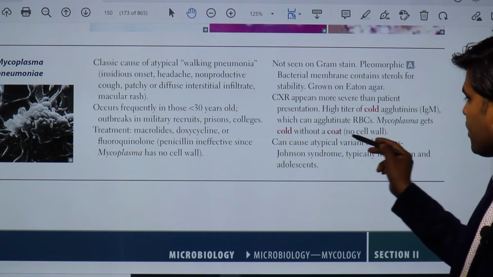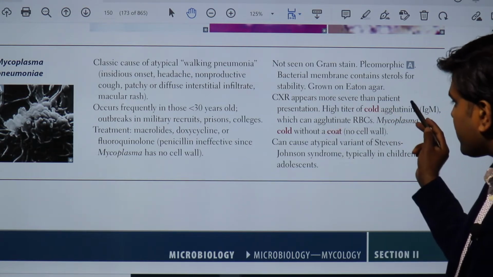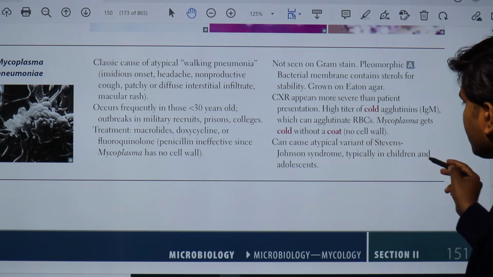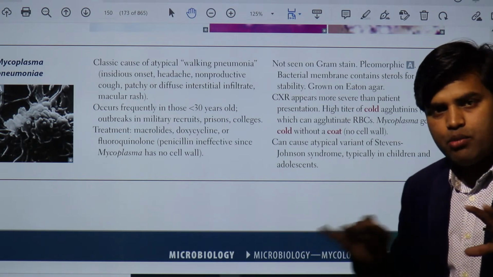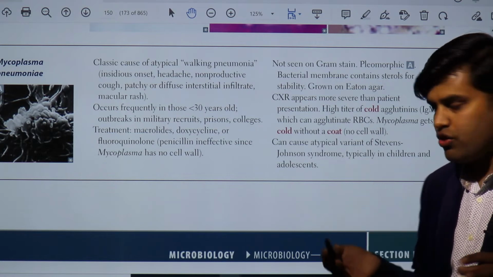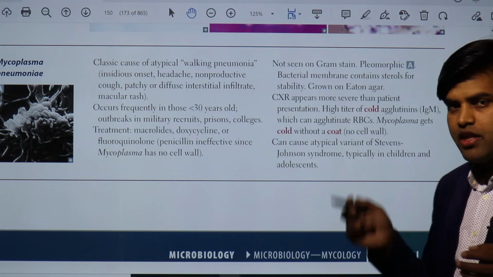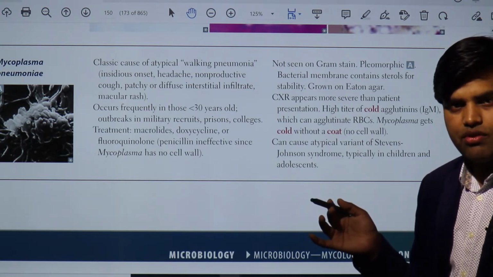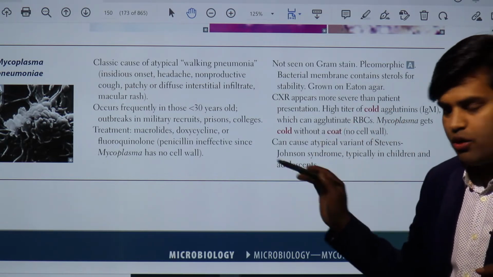Mycoplasma has no cell wall, but in the cold they agglutinate, so they are called cold agglutinins. They can cause an atypical variant of Stevens-Johnson syndrome, typically in children and adolescents. So besides pneumonia, this bacteria can lead to a severe condition called Stevens-Johnson syndrome. I have a publication of a young lady who developed Stevens-Johnson syndrome, and later it was found to be due to Mycoplasma pneumoniae.